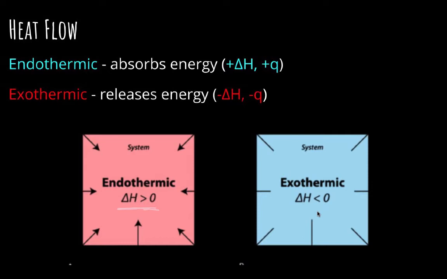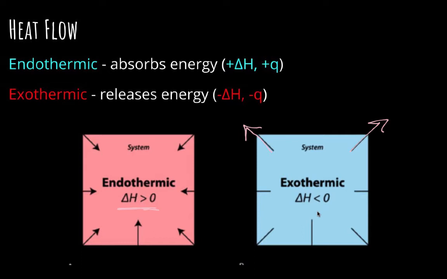So those values are positive. The signs in this case are going to tell us more about the direction of the energy flow than they are about the magnitude of the amount. So if you have a positive Q or a positive delta H, that means that amount of energy is going into the system, or it's absorbing energy, or we would say it's endothermic. An exothermic system is one in which energy is leaving the system.